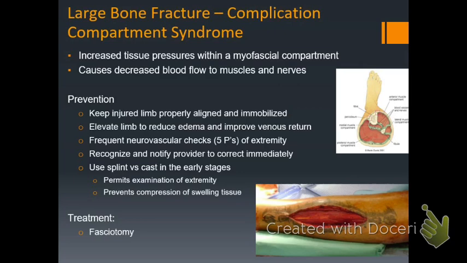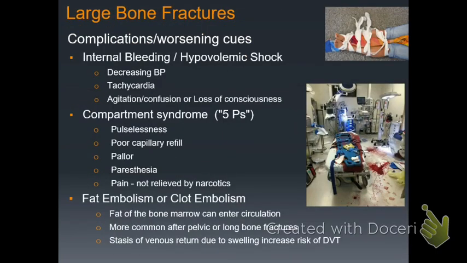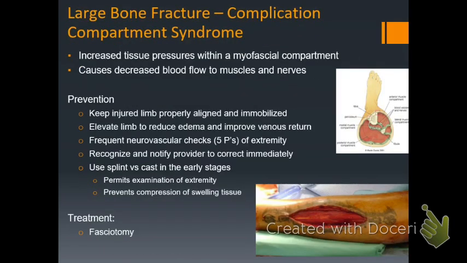So if you end up with compartment syndrome, the signs and symptoms are decreased pulses, pallor, paresthesias, which means numbness, tingling, and sometimes pain not relieved by medications. So the five P's are pulselessness, poor cap refill, pallor, paresthesias, and pain. If you have any of those things on your feet or below the extremity, so if you broke your humerus or your ulna and you started having pulselessness of your radial, pallor, paresthesias, then you have to worry that this muscle is swelling to the point that you have compartment syndrome. They do have to put in a pressure reading to see if you have compartment syndrome.